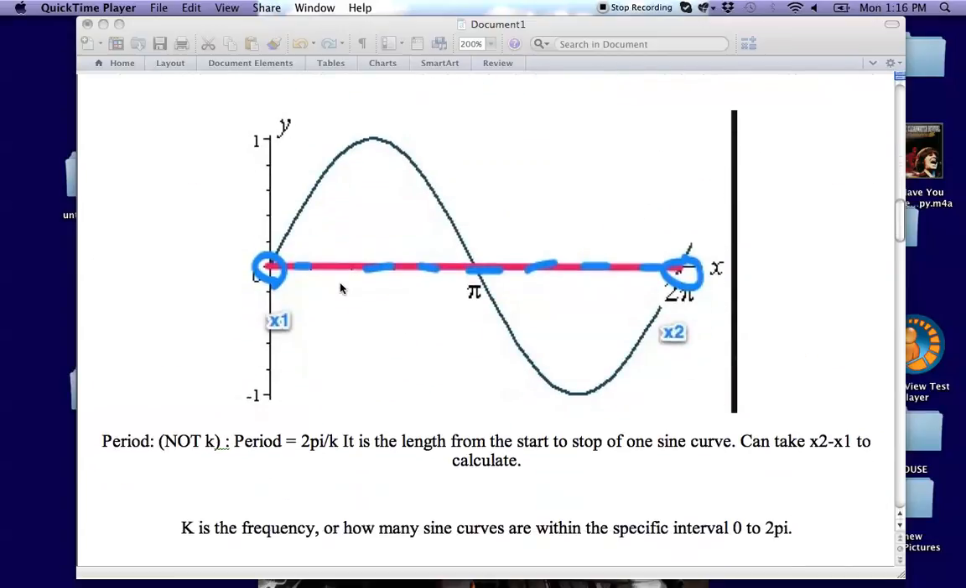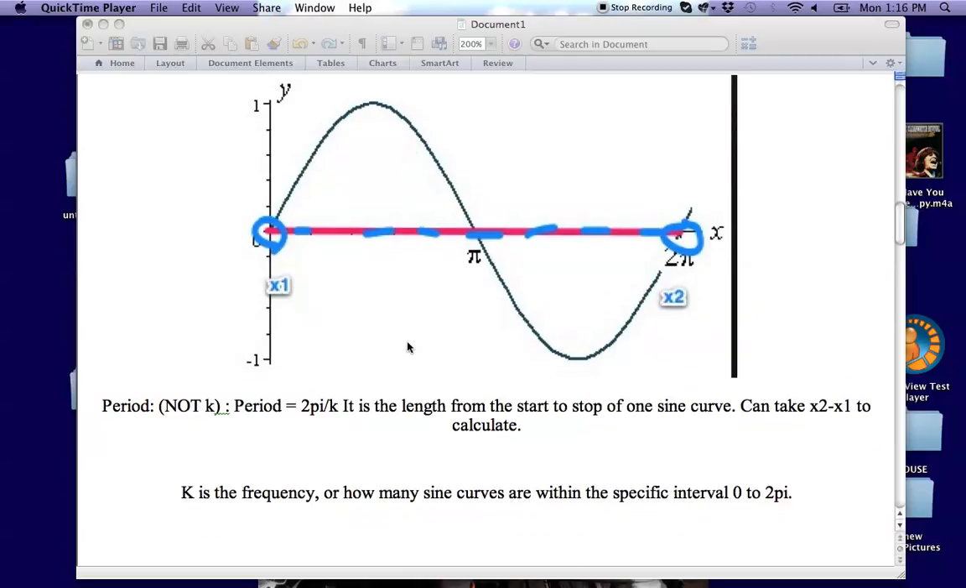Another feature of the sine graph is the period. The period, not k, is the formula period equals 2 pi divided by k. We can use this formula to solve for k or solve for the period, depending on what you're given. The period is the length that it takes from the start to the stop of one sine curve. Traditionally, this is 2 pi. You take the x2, which is down here, minus the x1 to calculate the length of the period. Again, in this sine curve, the period is 2 pi.